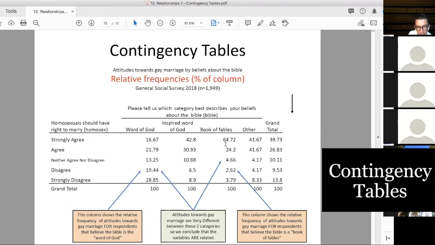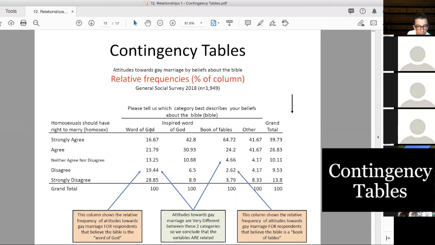This one here shows the frequency distribution for attitudes towards gay marriage, but only for those who believe the Bible is a book of fables. So if we compare these two, and they are different, then we would know there is a relationship. We can compare any two. If there was no relationship, the percentages across rows would be exactly the same. In this case, they're very different.